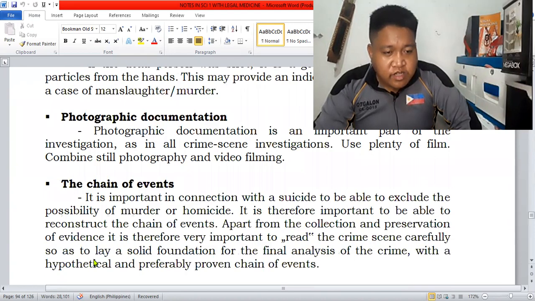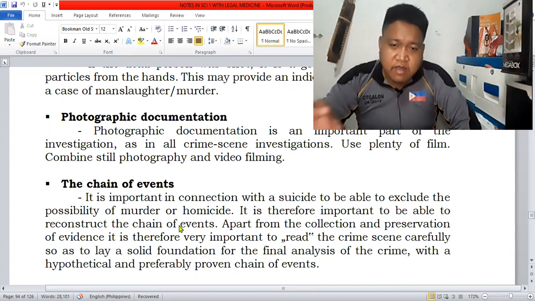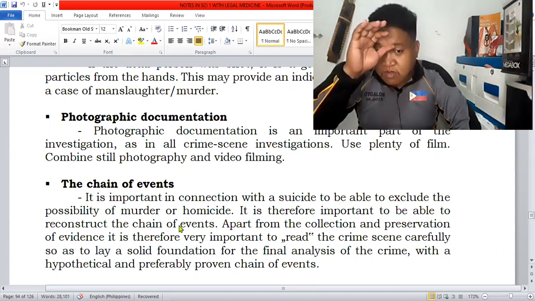The chain of events: it is important in connection with a suicide to be able to exclude the possibility of murder or homicide. In the conduct of the suicide investigation, we do everything to establish that there is no murder, there is no homicide. It is therefore important to be able to reconstruct the chain of events. We need crime scene reconstruction.